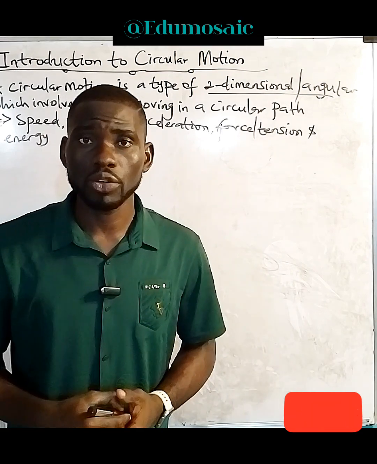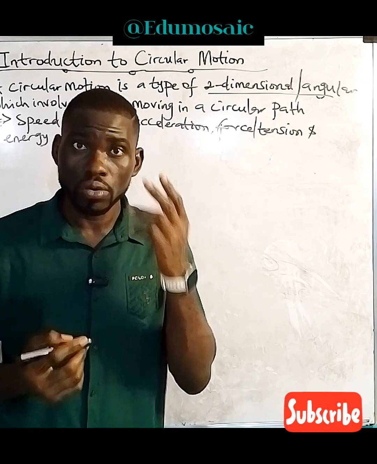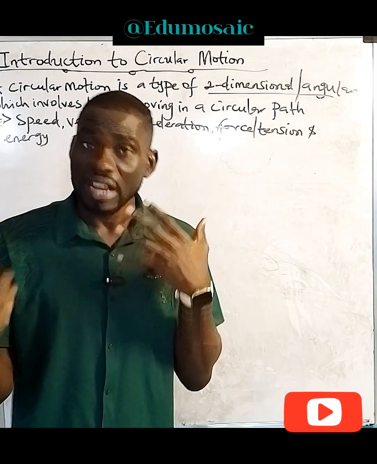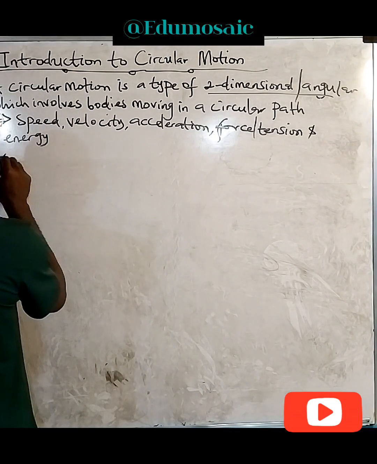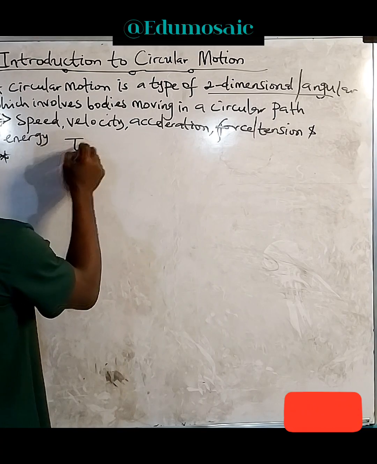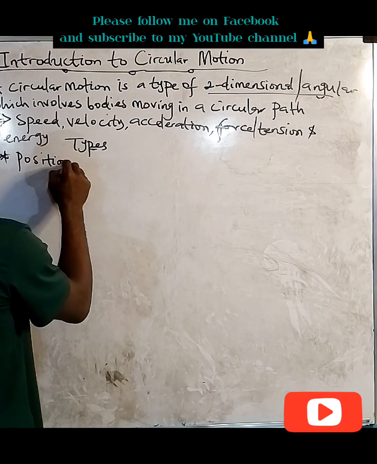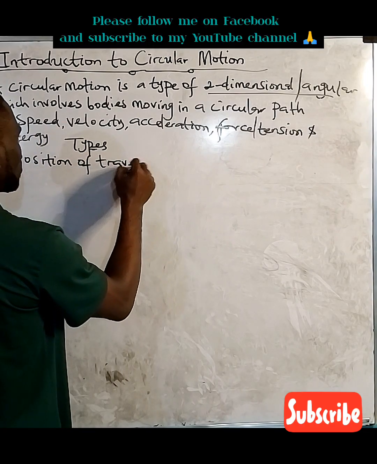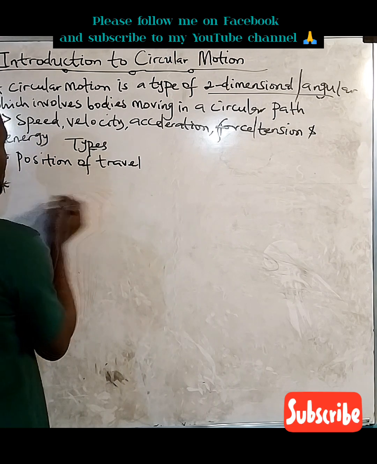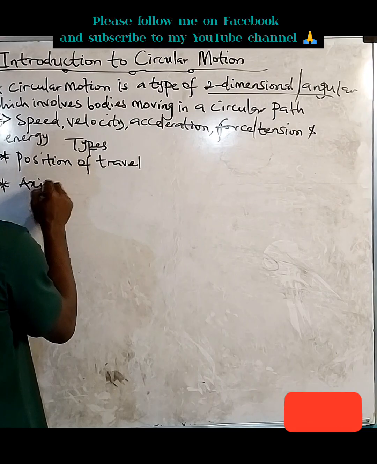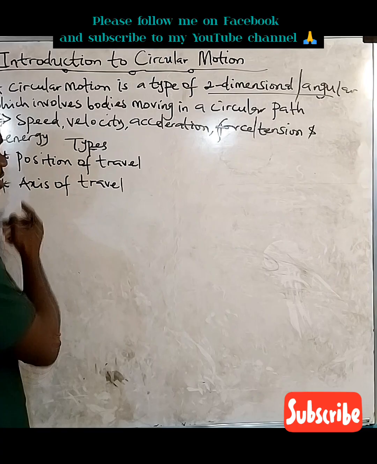So what are the types of circular motion? Now, circular motion is divided into various types based on two major methods of categorization. The first method of categorizing them is what we categorize circular motion based on position of travel. That's the first. The next, we categorize circular motion into various types based on axis of travel. First of all, based on position of travel. Then the next is axis of travel.